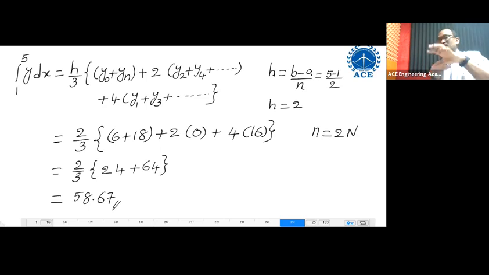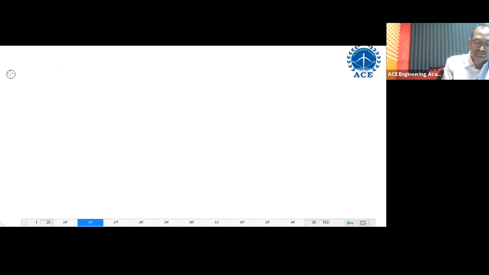Suppose you are asked to find how many subintervals are required, then only you write small n is equal to 2N, and finally you need to convert in terms of N only. Remember, small n is equal to 2 into capital N must be used only when you are asked to find the number of subintervals required.